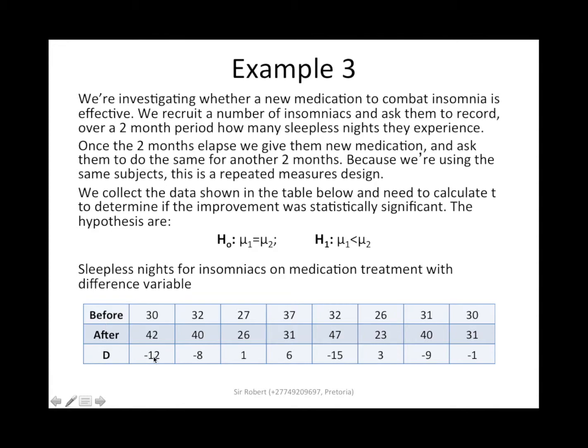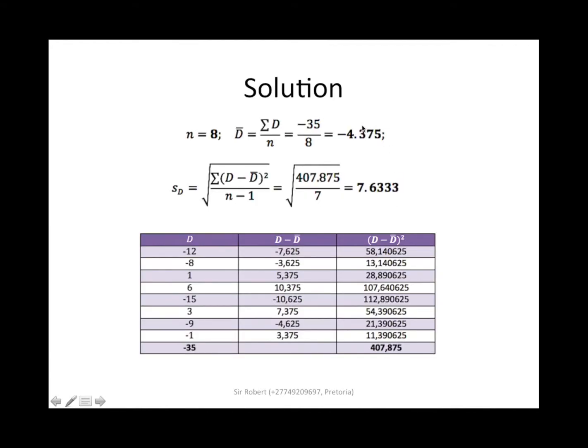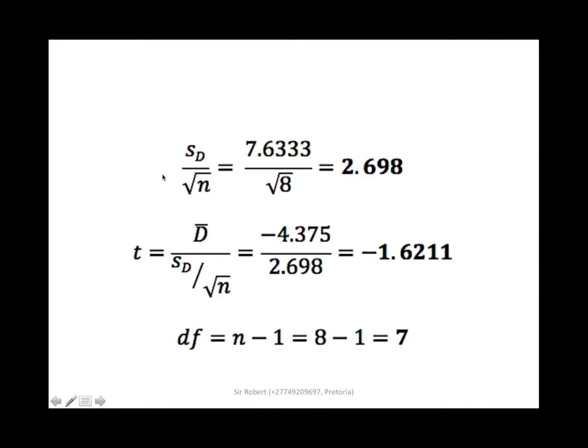So let's recap. First, sometimes in these questions, they can just give you before and after without giving the difference. So it's up to you to calculate the difference. But for this example, the difference has already been calculated for us. Once you find the difference, you calculate the mean: the summation of those differences divided by 8. Then you calculate the standard deviation, the SD. Once you do that, you are able to calculate your SD over root n, which is your standard error.